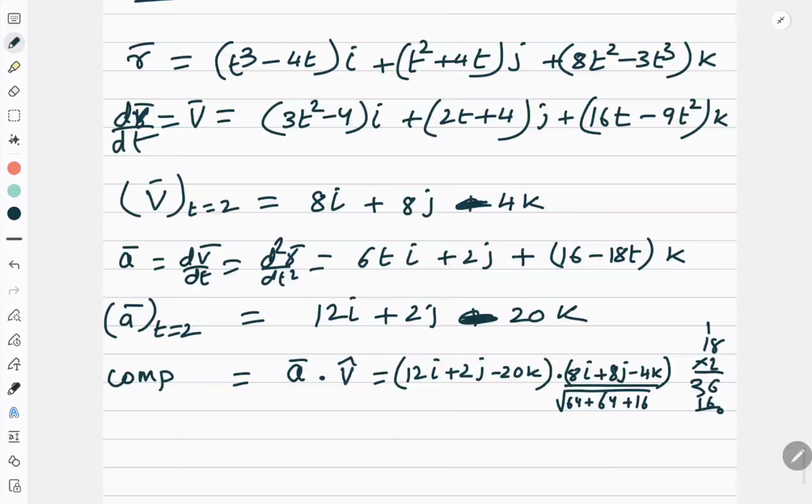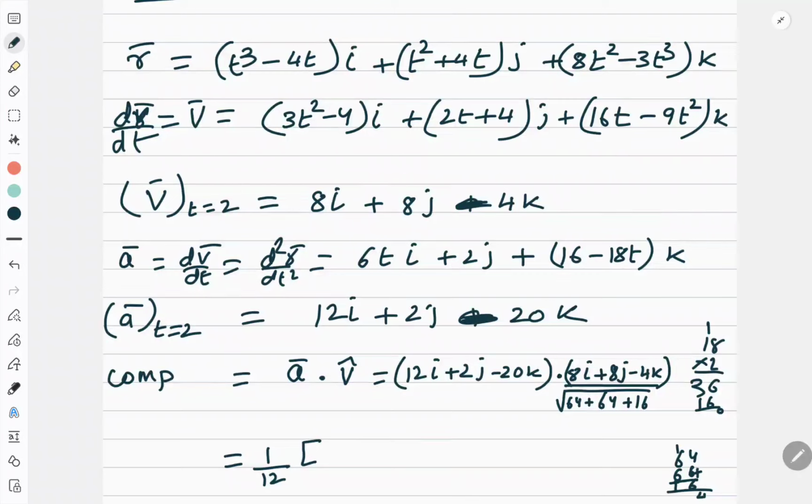Correct? So now this dot product I will do. So 12 8s are, first you check this, what is the denominator? 64, 64 and 16. So 144. So root is 12. So 1 by 12.